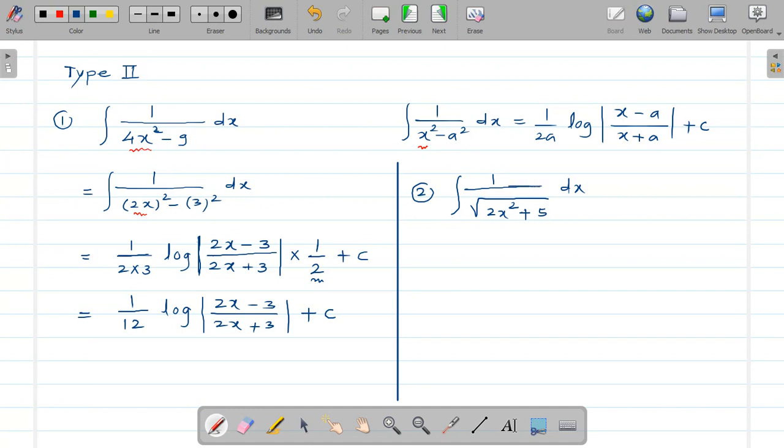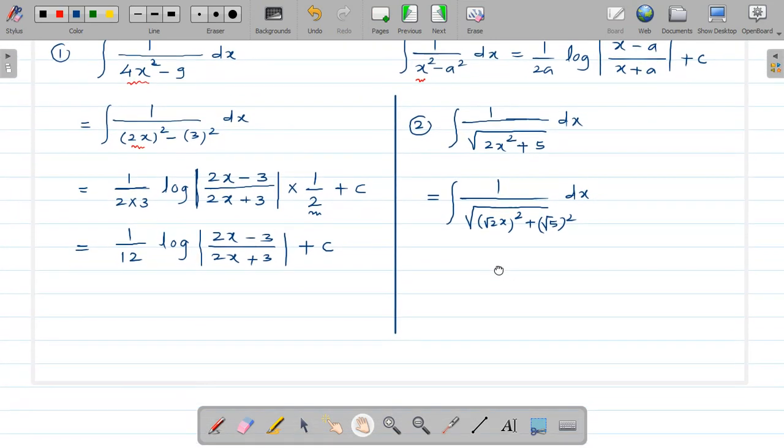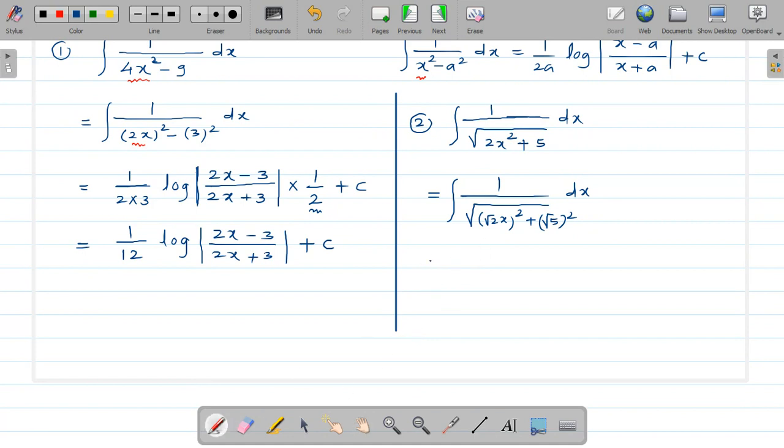Okay, see here the term 1 upon root of 2x square plus 5. Now see how will you solve this. So I will write under root. Now express this 2x square as (root 2x) bracket square plus express this 5 as (root 5) bracket square. Now after writing this step, it is in the form of the result, that is, all of you know that it is in the form of 1 upon under root x square plus a square dx.